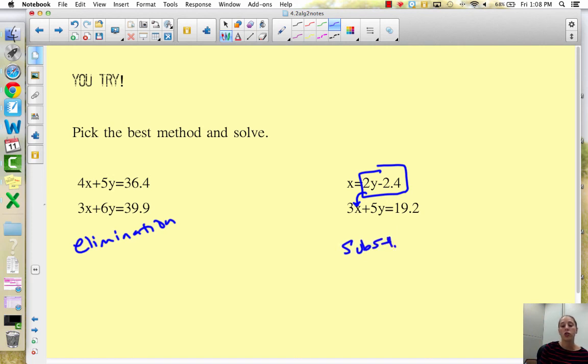Alright, so if you choose to do elimination, that's fine. You'll get the same answer. It just may not be as pretty and as easy as using one versus the other would be.